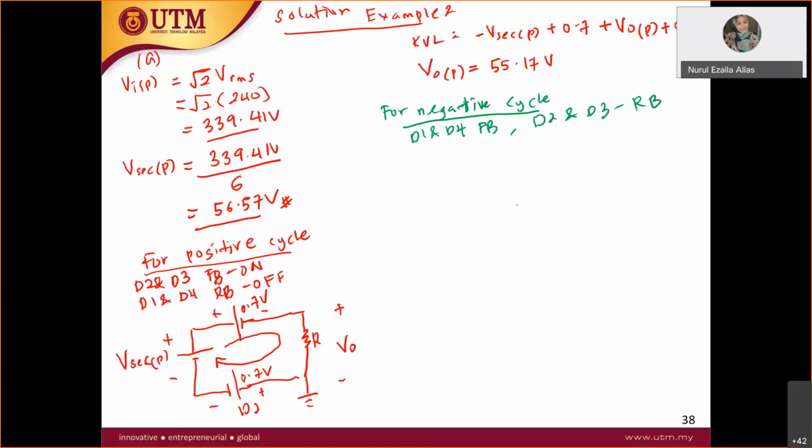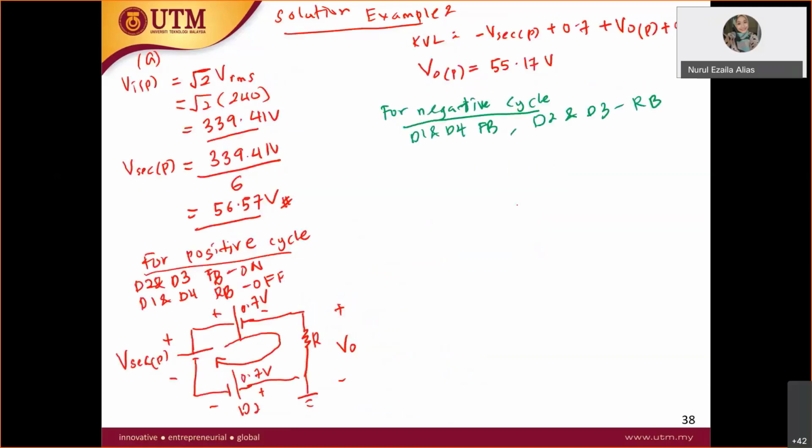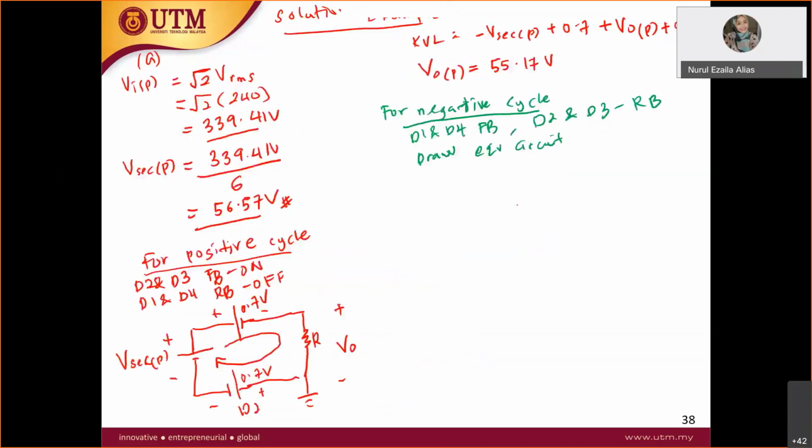Okay, done. So if you draw the equivalent circuit, it will be similar to this one. If you draw your equivalent circuit, you will get minus V secondary. It will look like this.